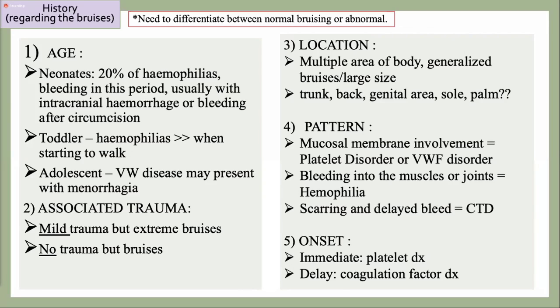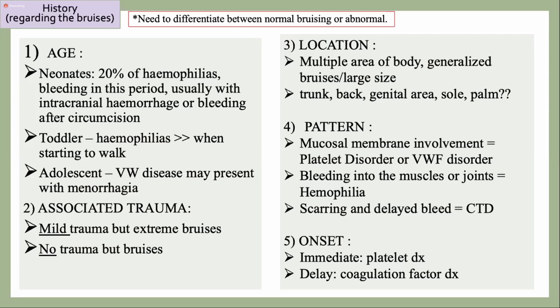Okay, thank you, Doctor, for that additional information. Okay, so if the patient is of toddler age, in a hemophilia patient, usually they will present with multiple bruises since this is the period when they start to walk. For adolescents, they may come with a complaint of menorrhagia. This can be suspected due to von Willebrand disease.